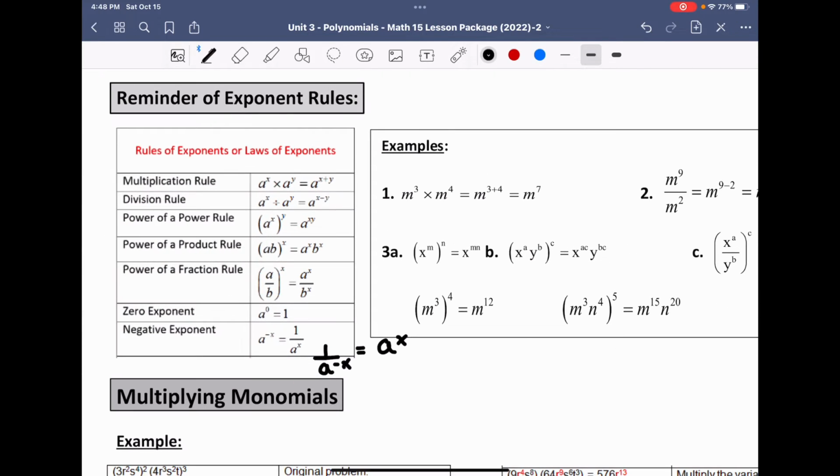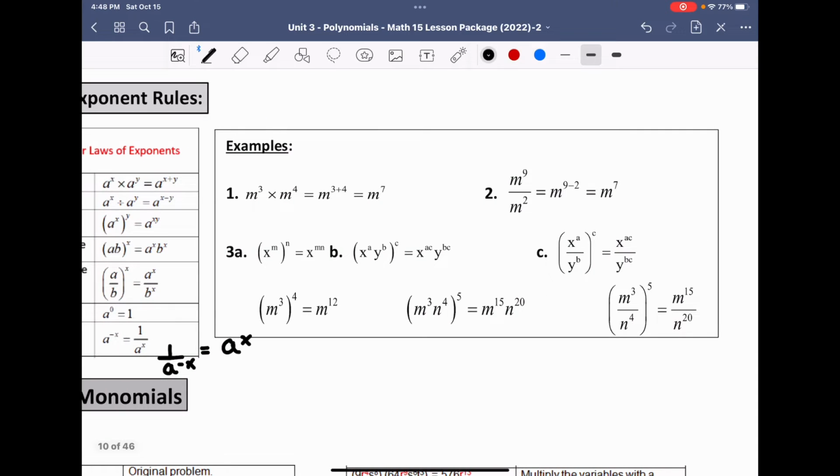All right, so let's consider some examples just to make sure we understand what's happening in each rule. So in the first one, we have the product rule. A base times a base, we add their exponents. 3 plus 4 equals m to the 7. If I have the quotient rule or the division rule, it's a common base over another common base. I subtract their exponents. 9 minus 2 is 7.